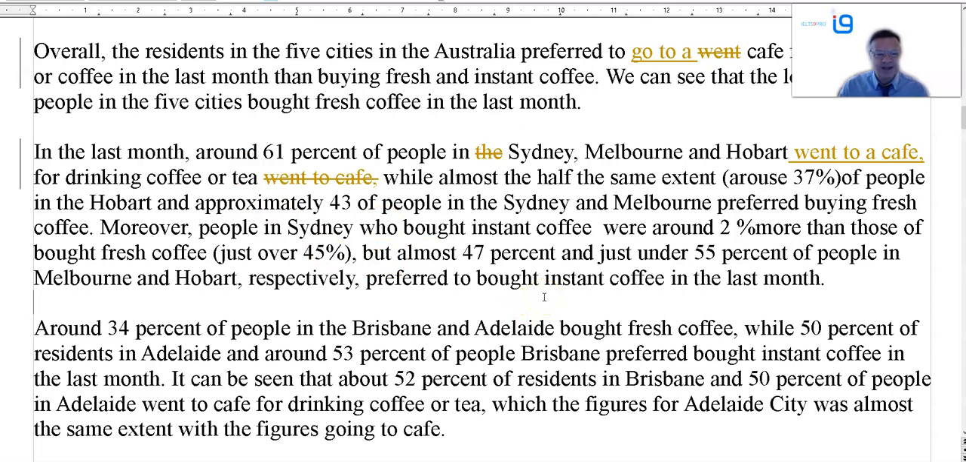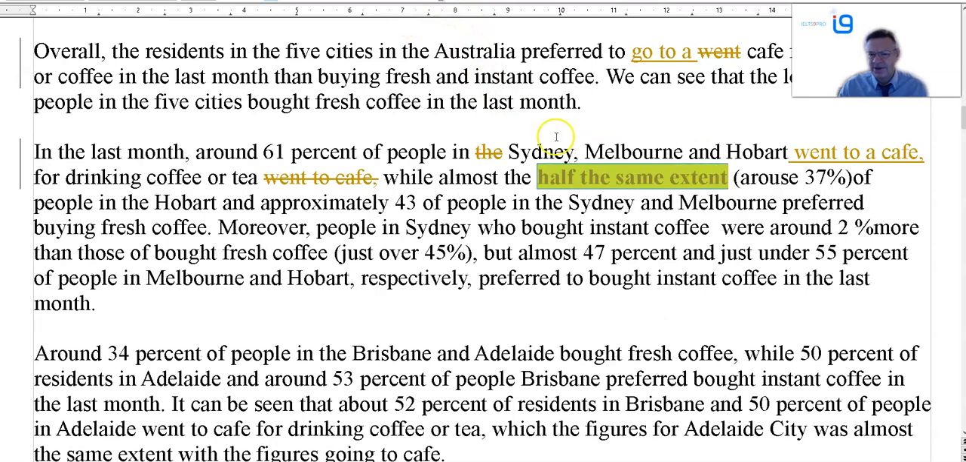Well, almost half the same extent. Same extent or percent? It's not extent. Do you mean percent? Around. In Hobart, and approximately 43% in Sydney. Right. If it's a name, you don't say the Rome, the Tehran, the London. You don't use an article if it's a name, a proper noun. Sydney, Melbourne preferred my fresh coffee. My Sydney better to go out 2% more than those who bought for it.